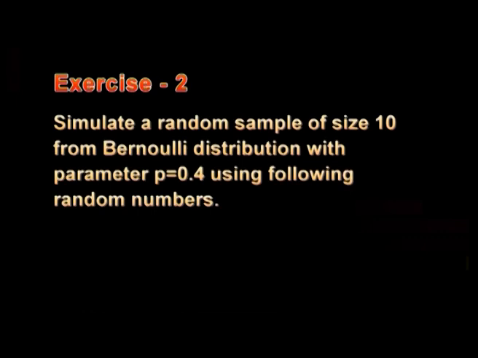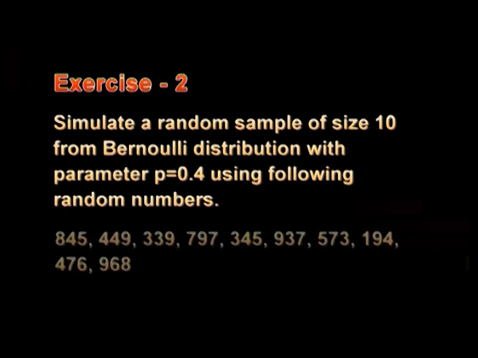In this exercise, we need to simulate a random sample of size 10 from a Bernoulli distribution with parameter p equal to 0.4 using the random numbers 845, 449, 339, 797, 345, 937, 573, 194, 476 and 968.